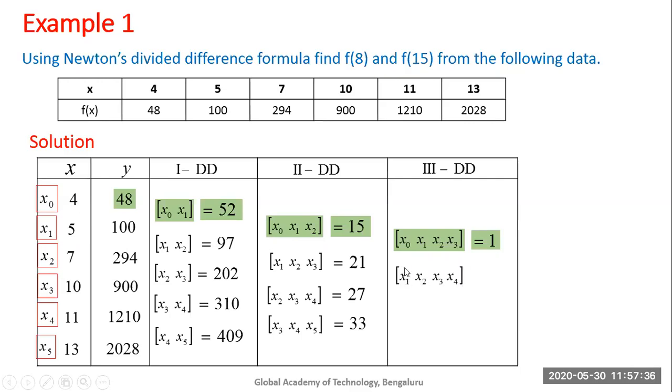Next is x1, x2, x3, x4. It is 27 minus 21 divided by x4 minus x1, that is 11 minus 5. Once again, we get 1. Similarly, the next one is also 1, that is 33 minus 27 divided by x5 minus x2, so we get 1. Here we don't construct the fourth divide differences because they all become 0: 1 minus 1 divided by x4 minus x0, and so on. So all values will be 0. So we stop at the third divide difference.